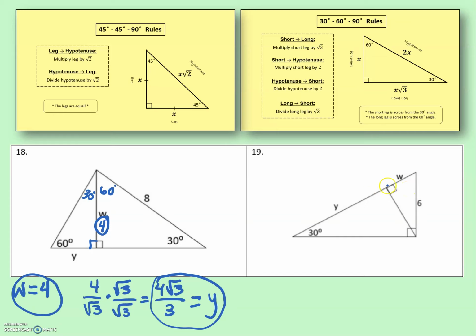This is a line, so if this is 90, we know that this is 90, which means that this is 60. And if this angle here is 90, and this part's 60, that makes this part 30, which then makes that 60. It might be helpful to label your angles beforehand. So looking at this triangle here that I'm highlighting in yellow, it gives us the hypotenuse of 6, which means that to get from hypotenuse to the short leg, we're going to divide that by 2, and then we get W equals 3.